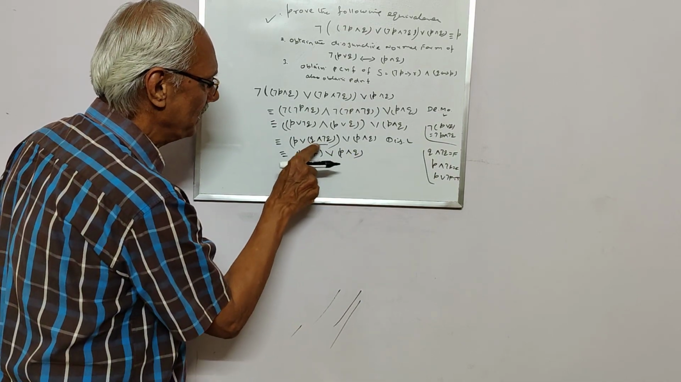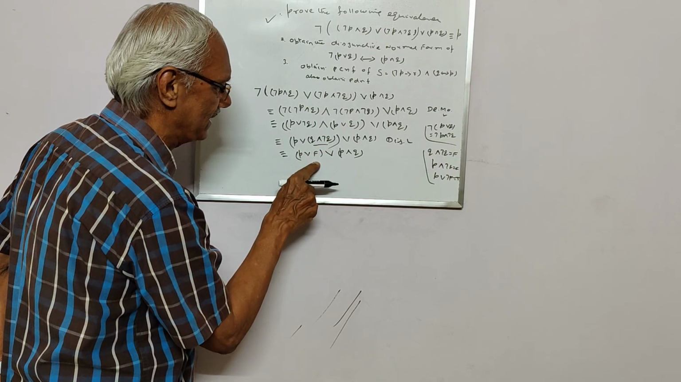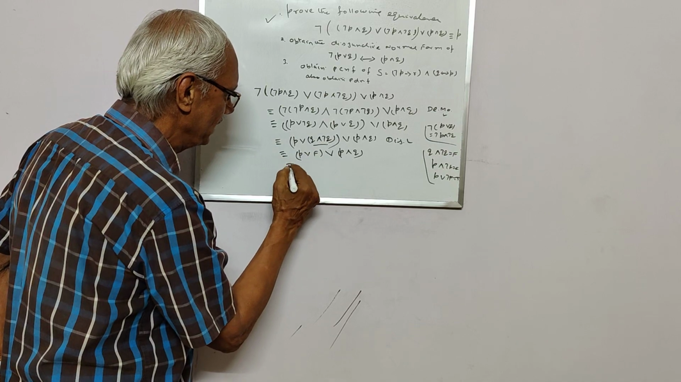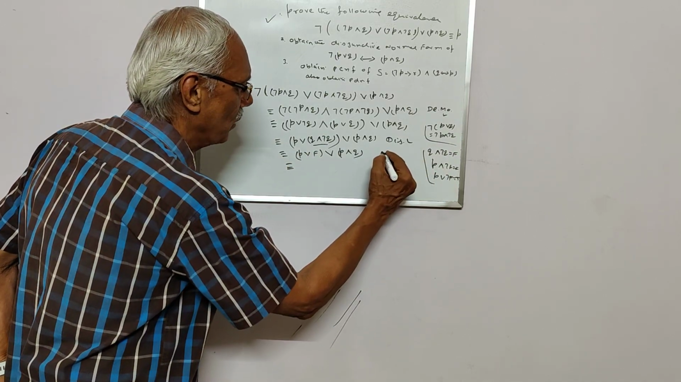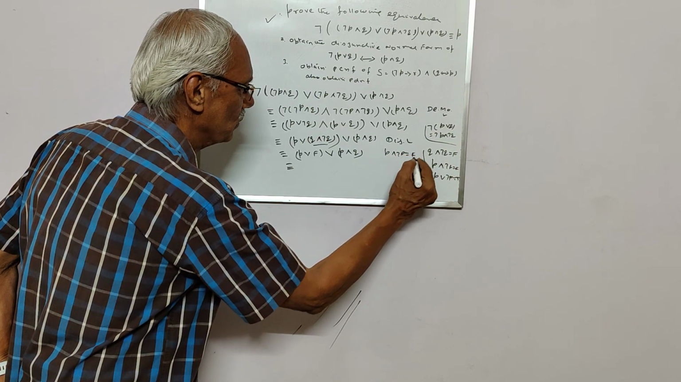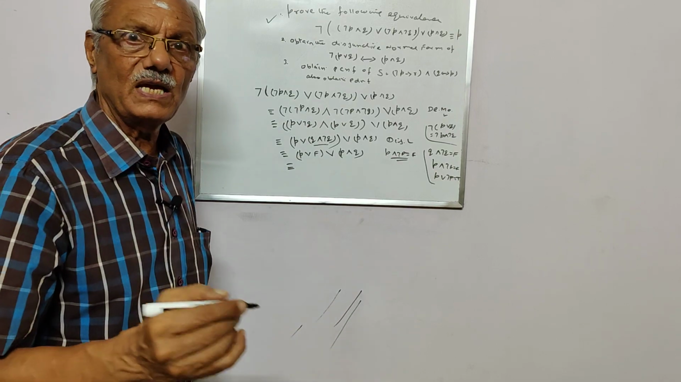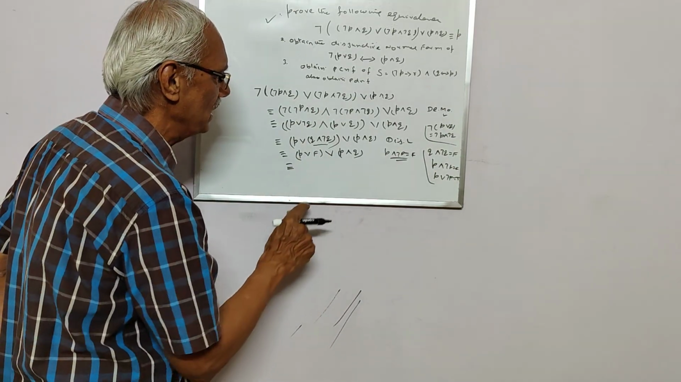So in the place of Q conjunction negation Q, I have written F. Now what will happen to this? Here I have used the complement law, because we know that P conjunction negation P is equal to F for any proposition, this is the truth. So you'll have this. Now P union F.